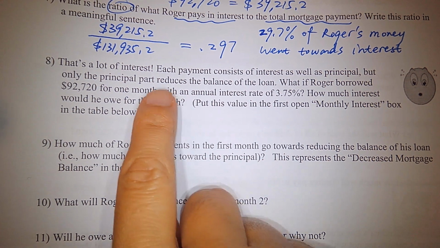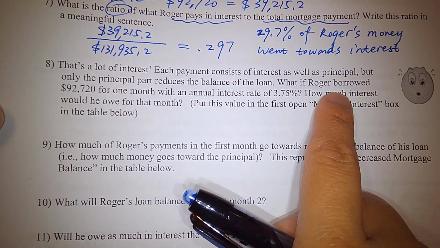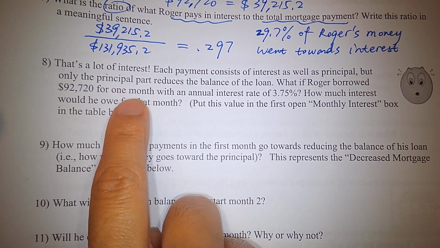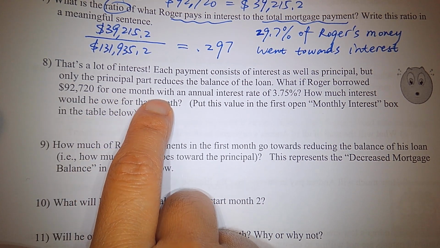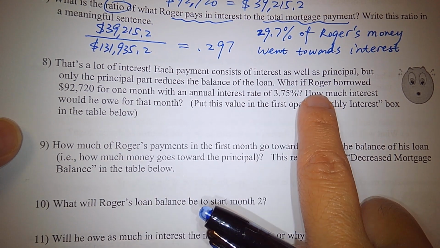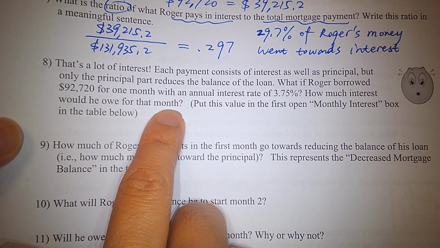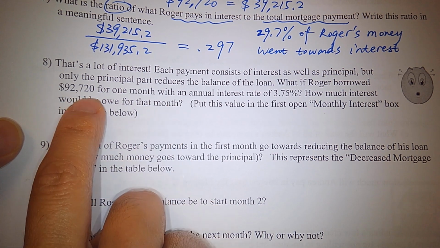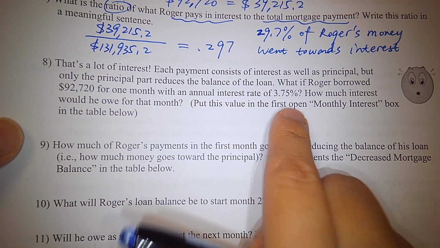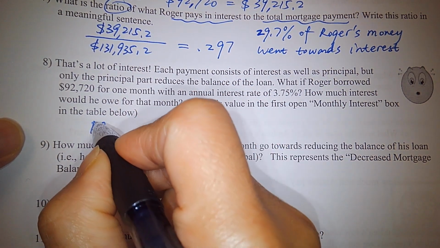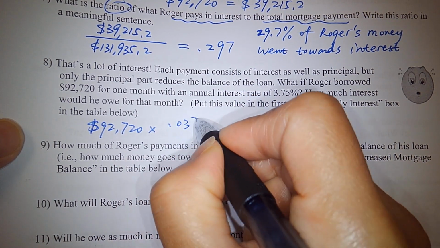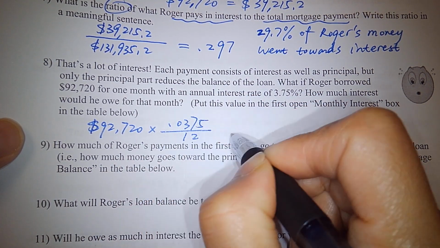Okay, very good. So at the beginning, Roger borrowed this amount, the mortgage, for month 1, one month, with this annual rate. So compute how much interest he would owe for that month. How much interest? Amount owed times what? Monthly rate, okay? Times 0.0375 divided by 12.